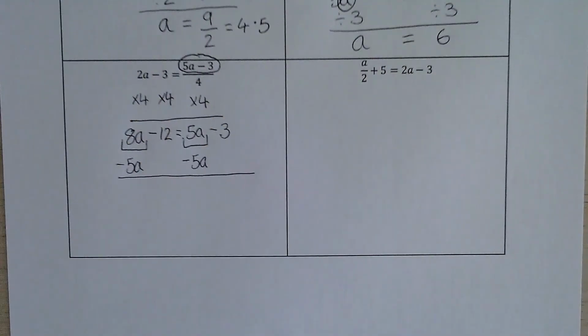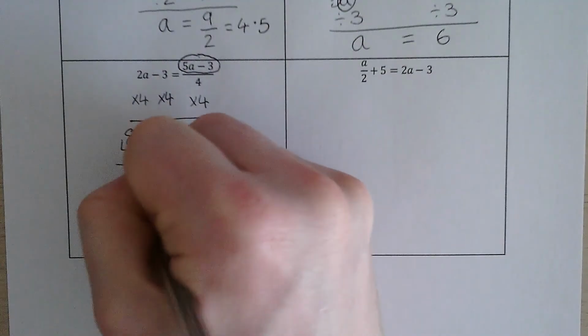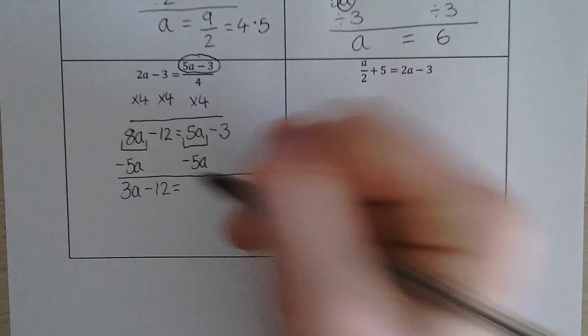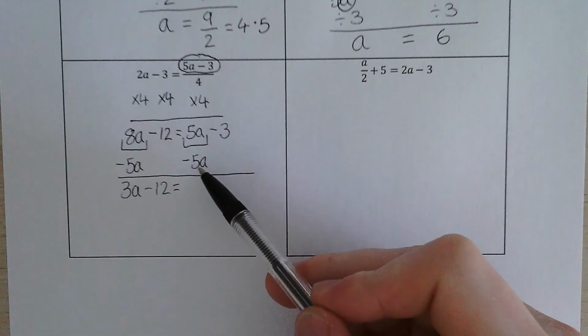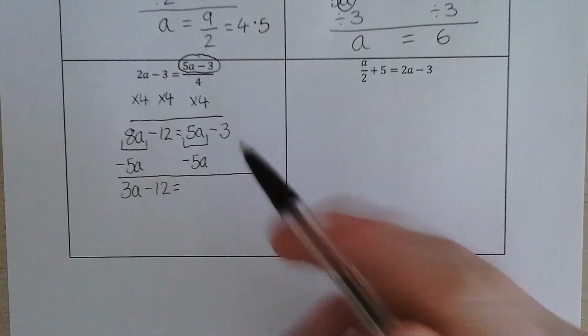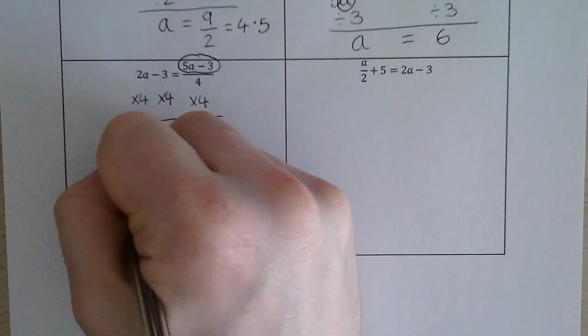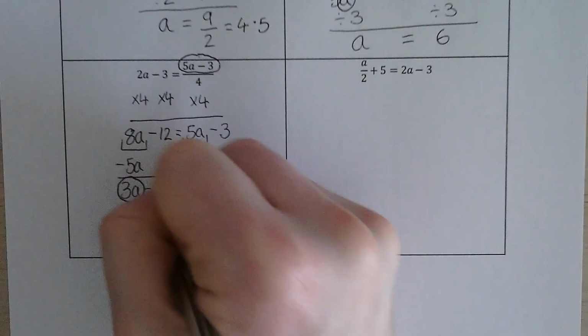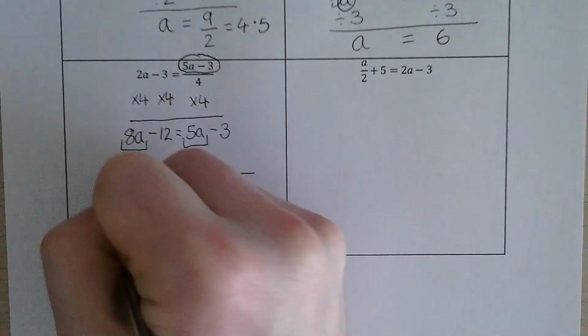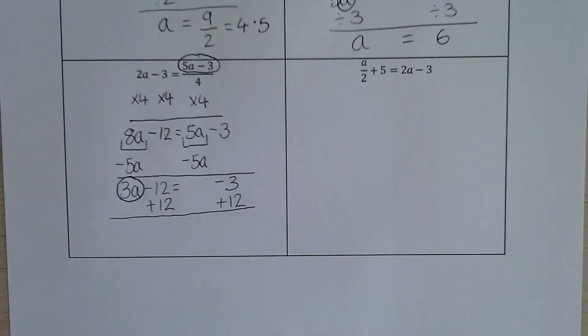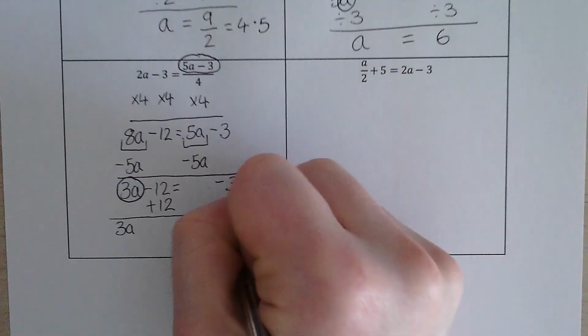Doing this to both sides, we have 8a take away 5a is 3a. The minus 12 and the equals sign will drop down. 5a take away 5a is nothing, so we don't write anything here. And the minus 3 will drop down. We now need to isolate the term, which is 3a. So we're going to add 12 to both sides of the equation here. The 3a drops down. Minus 12, add 12 cancel each other out. The equal sign drops down. And minus 3 add 12 is the same as 12 take away 3, so that's 9.